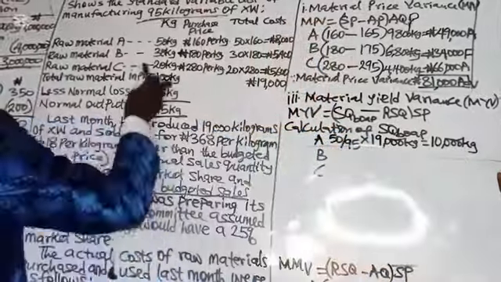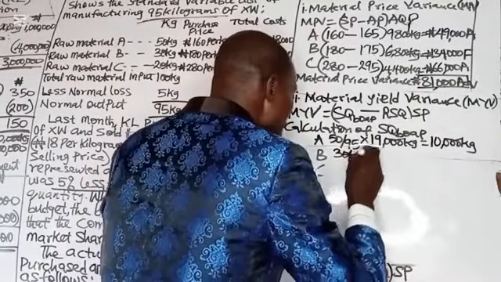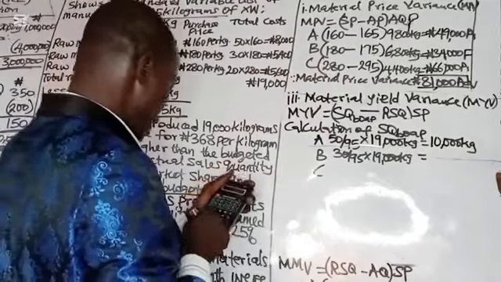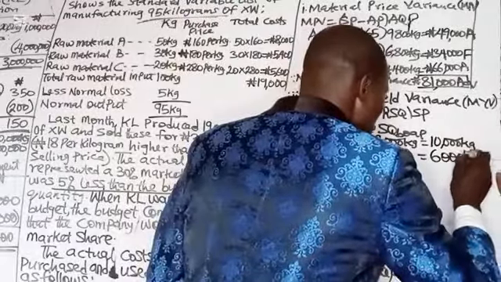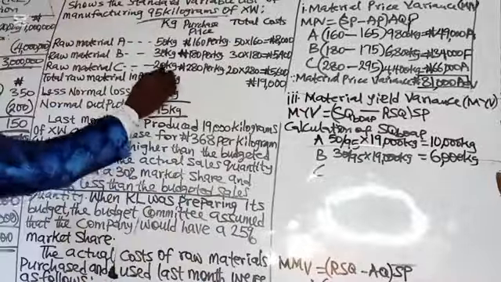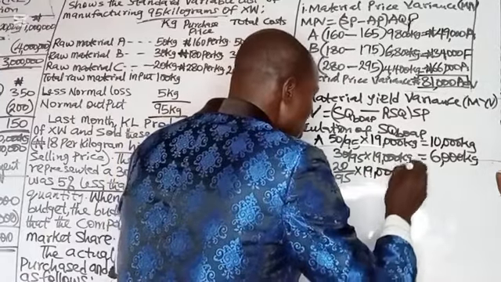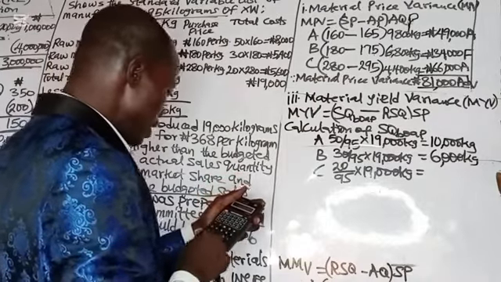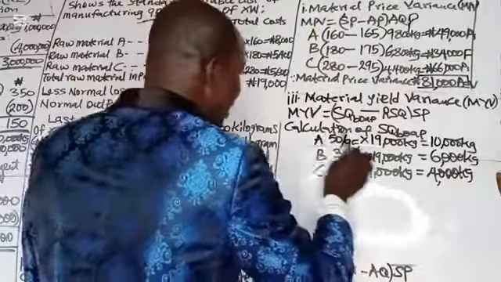For B, we have 30 over output achieved, 30 over 95 times 19,000 kg. That gives us 6,000 kg. For C, we have 20 over output achieved, since yield is talking about output. So we have 20 over 95 times 19,000 kg. That gives us 4,000 kg. That is the actual yield. That is the standard quantity based on actual production.